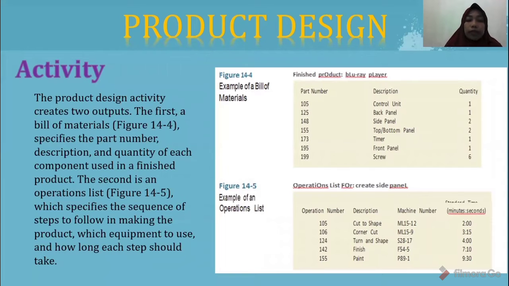The first step in the production cycle is product design. The objective is to create a product that meets customer requirements in terms of quality, durability, and functionality while simultaneously minimizing production costs. The product design activity creates two outputs. The first, a bill of material, specifies the part number, description, and quantity of each component used in a finished product. The second is an operation list, which specifies the sequence of steps to follow in making the product, which equipment to use, and how long each step should take.